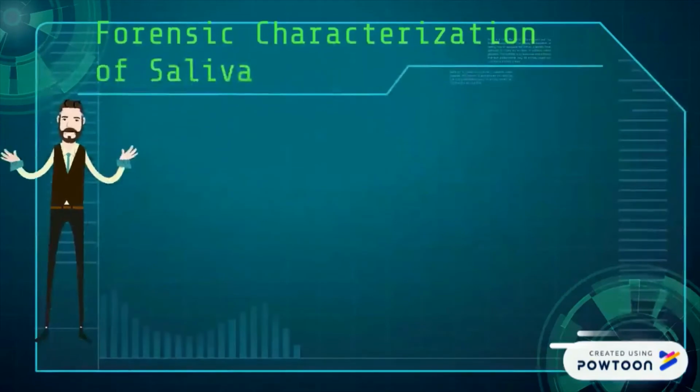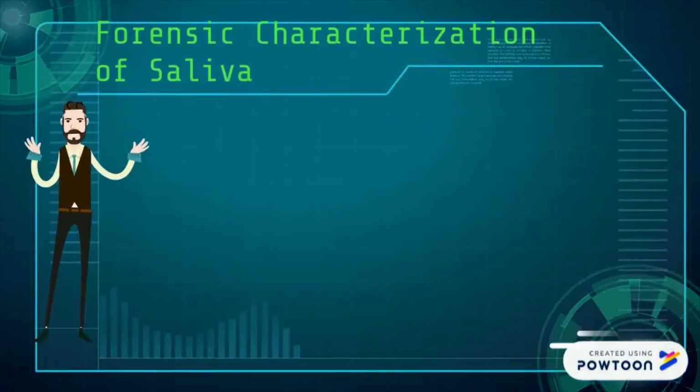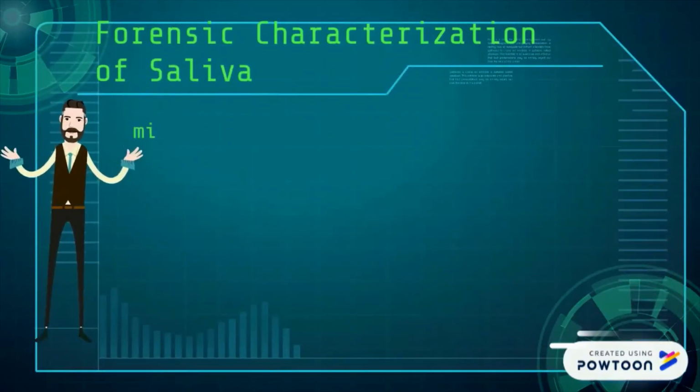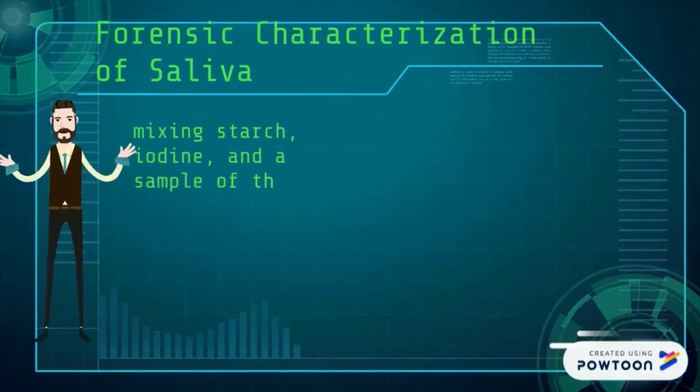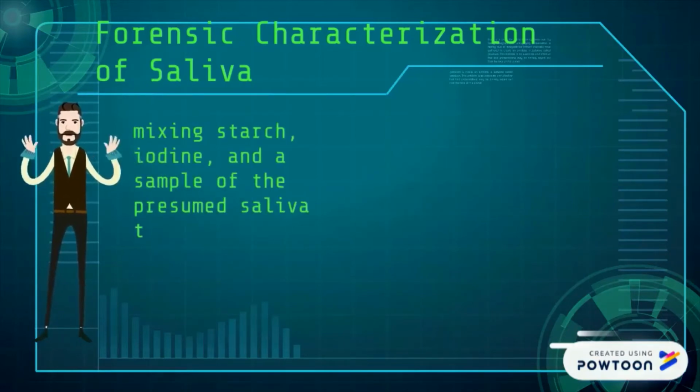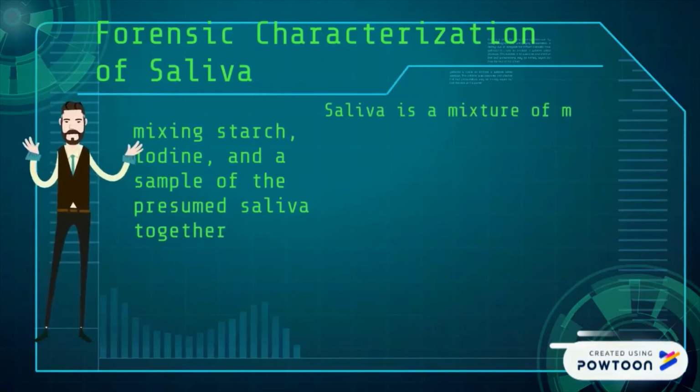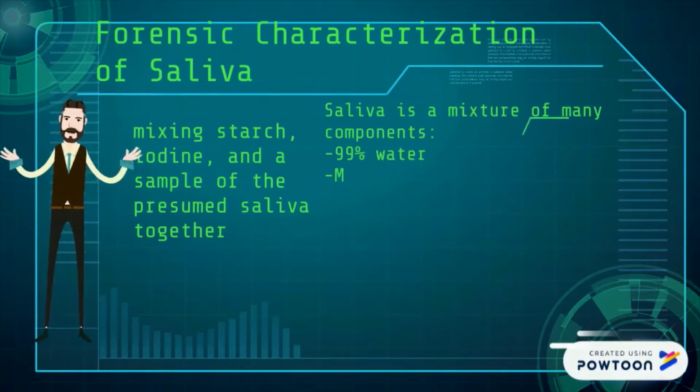For the forensic characterization of saliva, it is a simple test involving mixing of starch, iodine, and a sample of the presumed saliva together. Saliva is a mixture of many components: 99% water, mucin, amylase, and buccal cells.